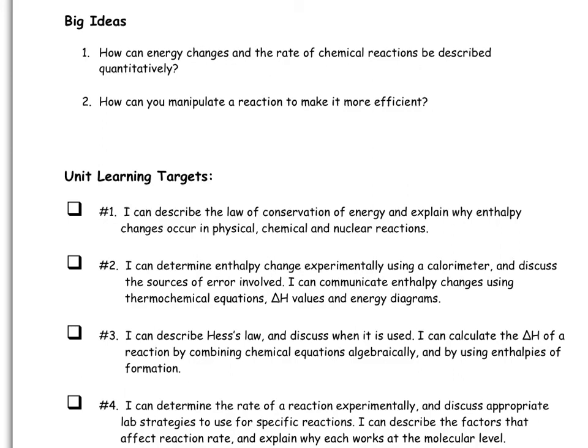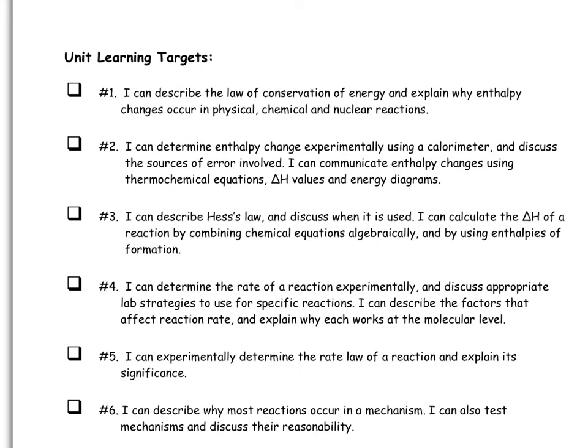In this lesson, we'll explore big idea number 1 and talk about the rate of chemical reactions and describing them quantitatively. This takes us to learning target number 5. By the end of this lesson, you should be able to experimentally determine the rate law of a reaction and explain its significance.